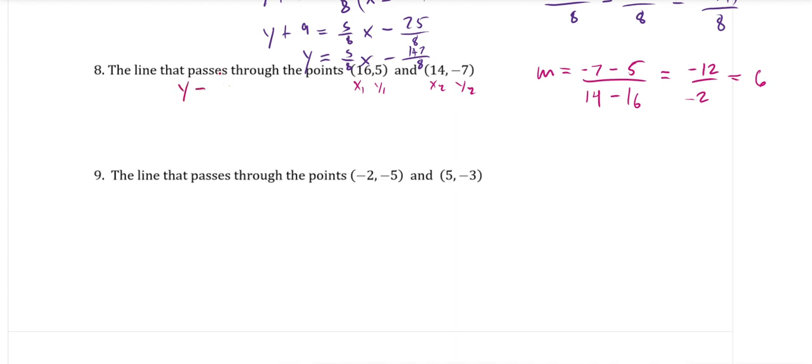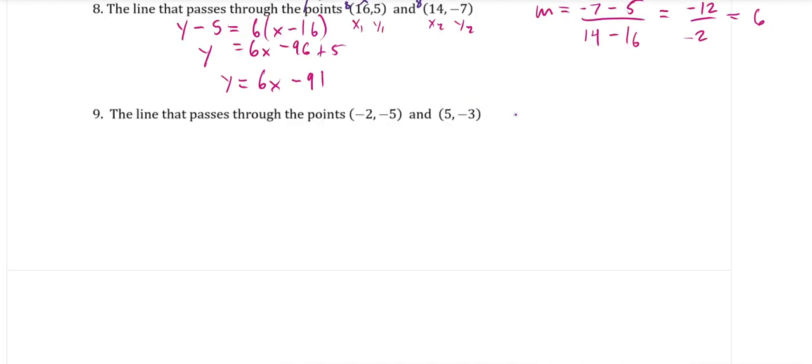Let's take y minus 5 is equal to 6 times x minus 16. Distributing my 6, I get 6x minus 96. And we want to add 5 to that to bring that over from the other side. And this gives me y equals 6x minus 91.